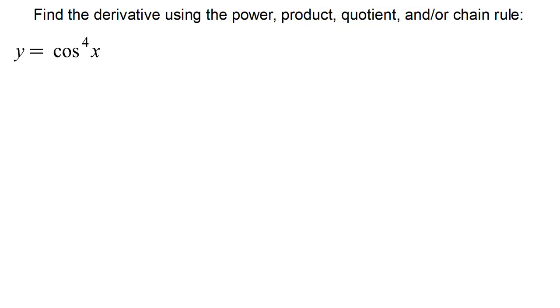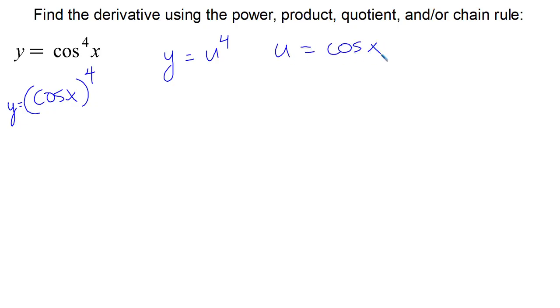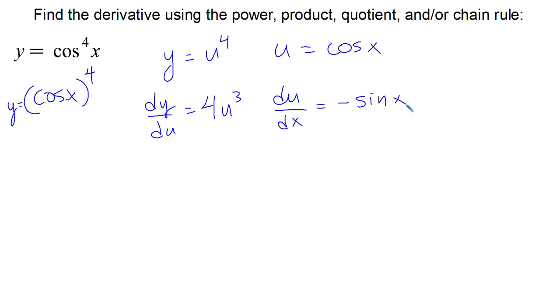For our next one here, we have y equals cosine to the 4th power of x. And remember, that's just the same thing as cosine x being raised to the power of 4. So we should see that this is a function being composed within another function. This is y equals u to the 4th, where u is cosine x. So we'll first find dy du. dy du is going to be the derivative of u to the 4th, which is 4u cubed, and du dx, which will be the derivative of cosine, which is negative sine x.